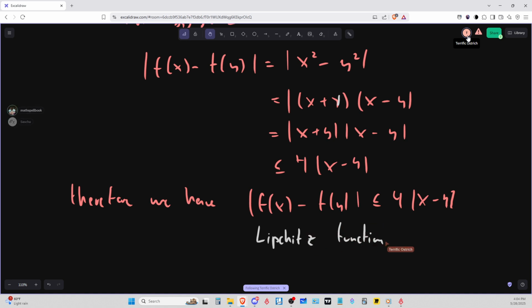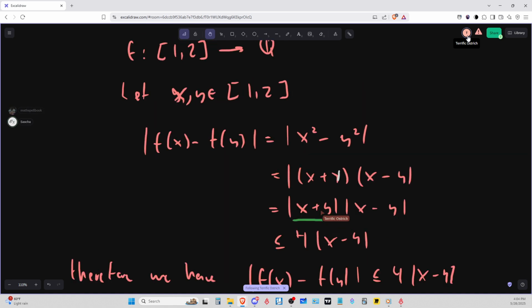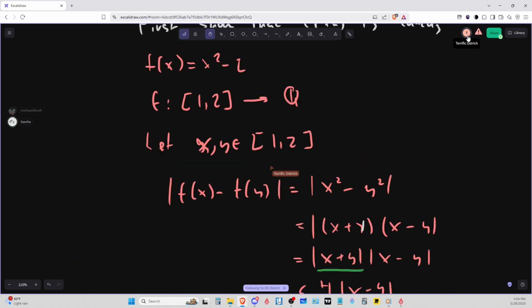Where did the 4 come from, in the less than or equal to 4 times |x minus y|? Where did the 4 come from? It comes from the x plus y, as we restrain ourselves to x and y. If x is equal to the square root of 2 and y is equal to the square root of 2, then basically it becomes 2 plus 2? Is that where you got the 4? No, it's even simpler than that.